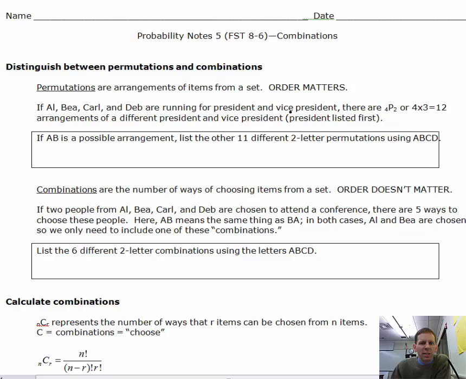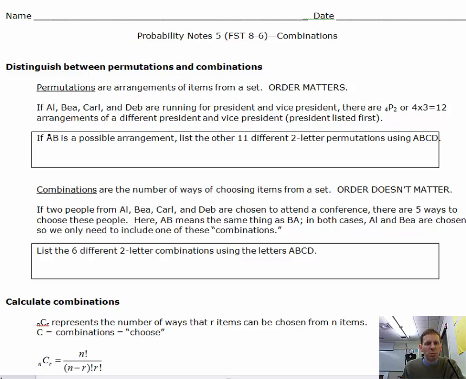We've talked about permutations in class. They're arrangements of items from a set where order matters. If we have 4 people, Al, B, Carl, and Deb, running for president and vice president, there are 4P2, or 4 times 3 equals 12, different arrangements of a different president and vice president, where the president's listed first.